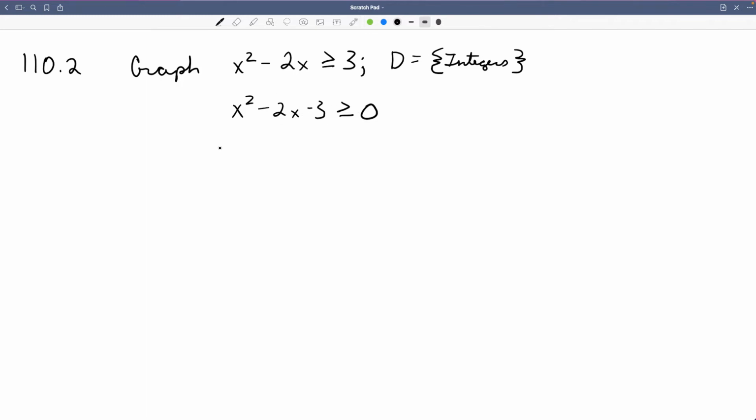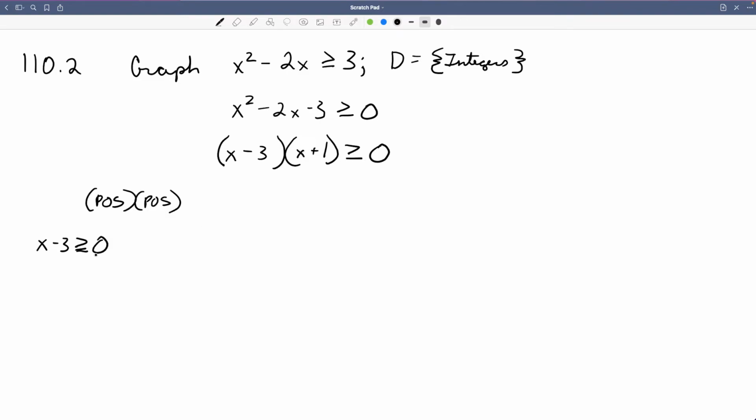Now we can factor this, and that is going to be (x minus 3)(x plus 1) is greater than or equal to 0. Now we have it factored, so we can do positive, positive, negative, negative. So with a positive times a positive, we're going to say x minus 3, and if it's a positive number, it's going to be greater than, and we have an equal to sign, so it's going to be greater than or equal to 0. And then the other one is going to be greater than or equal to 0 because it is also a positive, positive. So it has to be greater than 0.